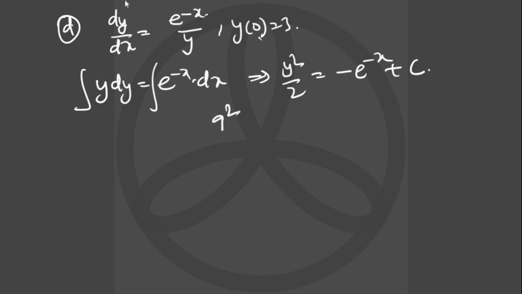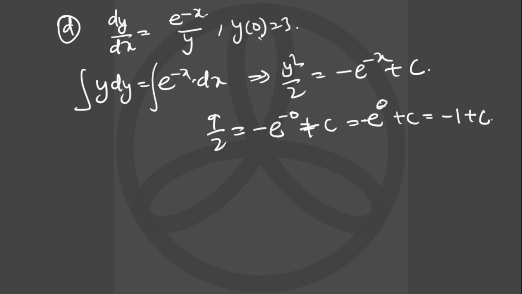So y, then y squared is 3 squared, which will be 9. 9 over 2 is equal to minus e to the power minus 0, which will be nothing but minus e to the power 0 plus c, and e to the power 0 will be 1. So this will be minus 1 plus c. c will be 9 over 2 plus 1. This minus will come this side and add here, so this will become plus 1, and this will become 11 over 2.